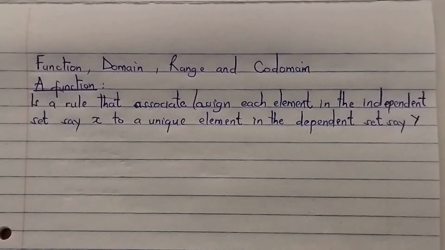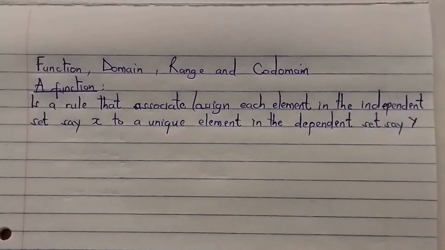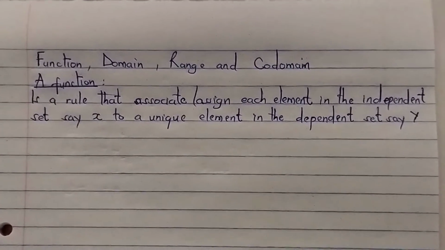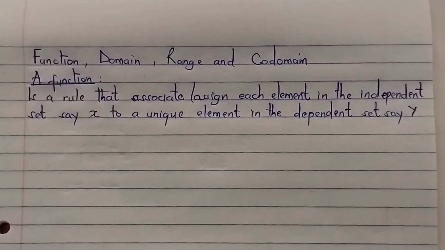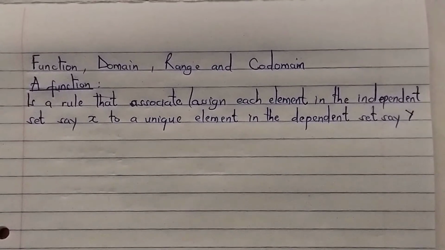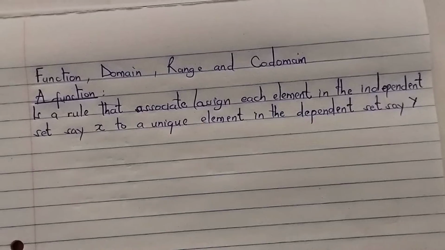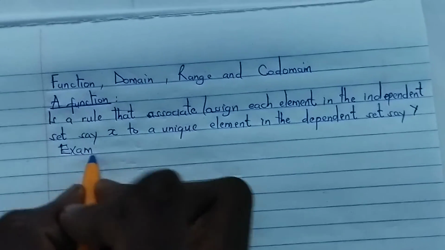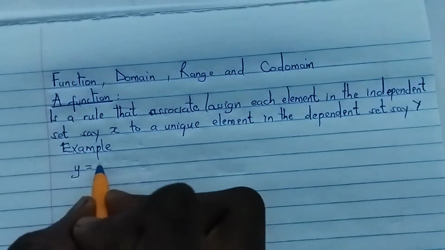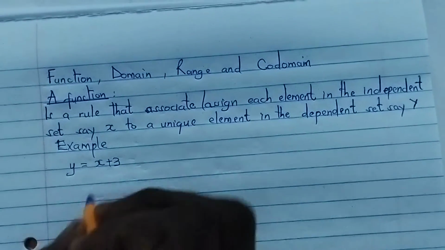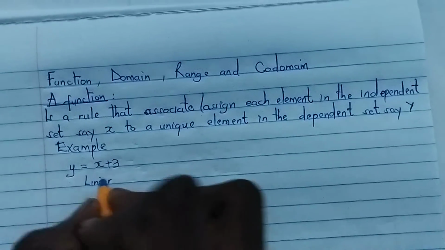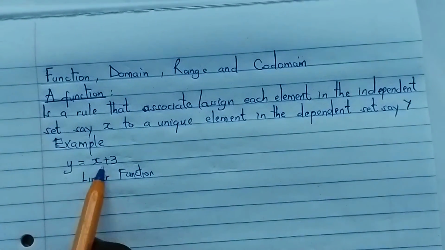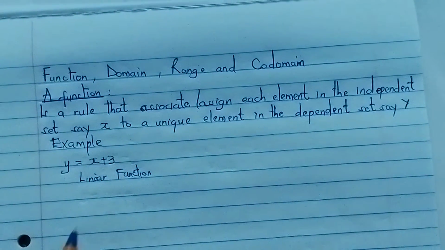Now a function is a rule that associates or assigns each element in the independent set, say X, to a unique element in the dependent set, say Y. An example of a function, so that you can understand in a better way, is y is equal to x plus 3. This is a linear function. A linear function is a function in which the degree of the independent variable is 1.